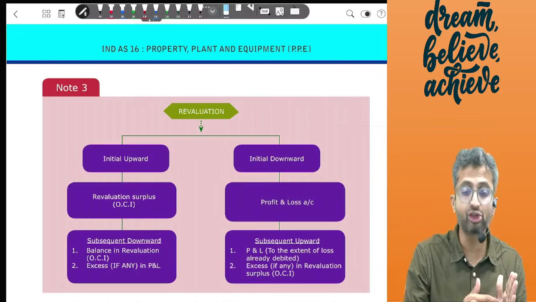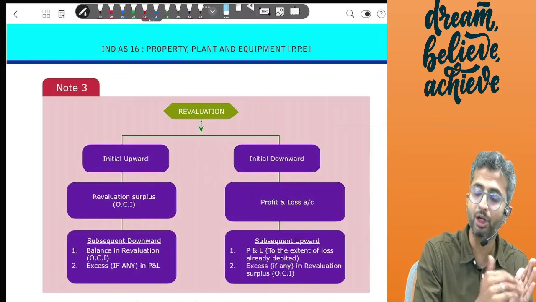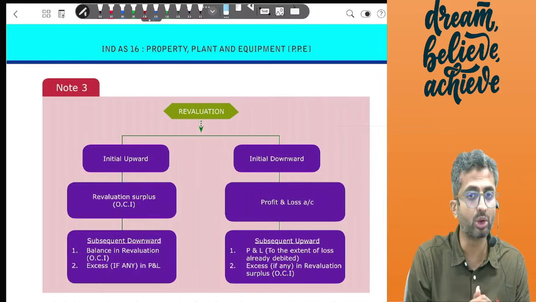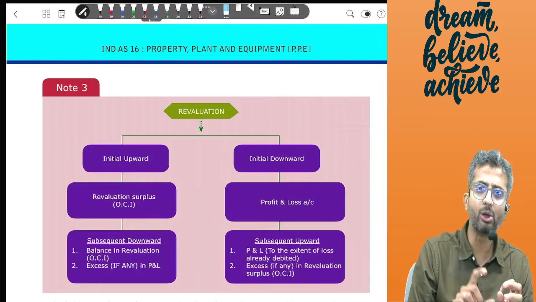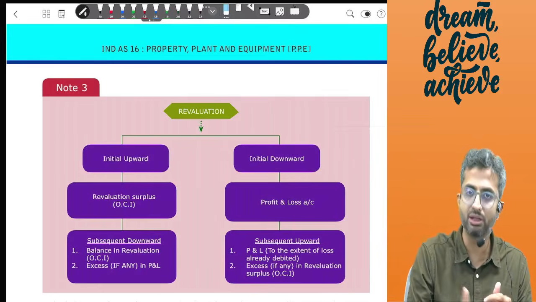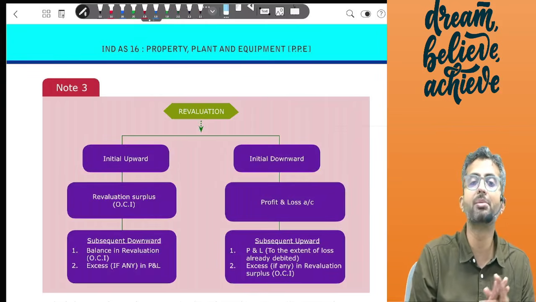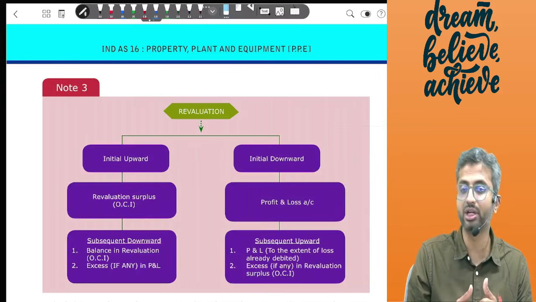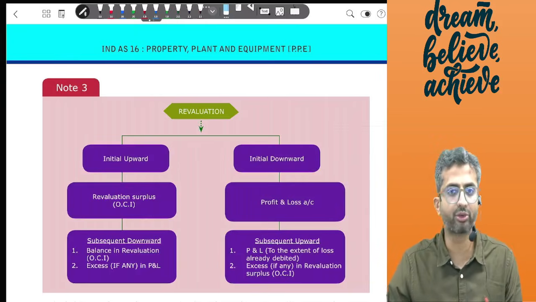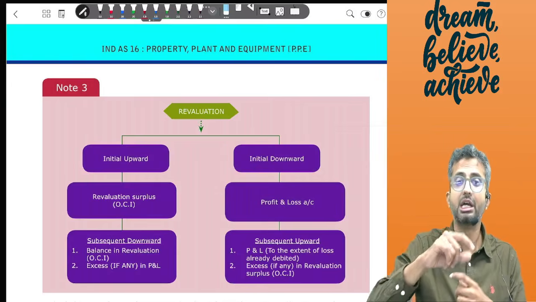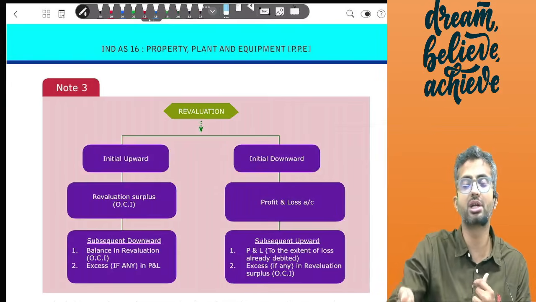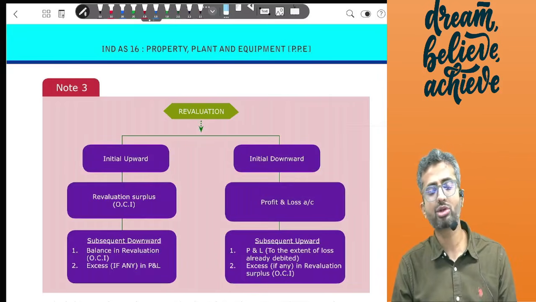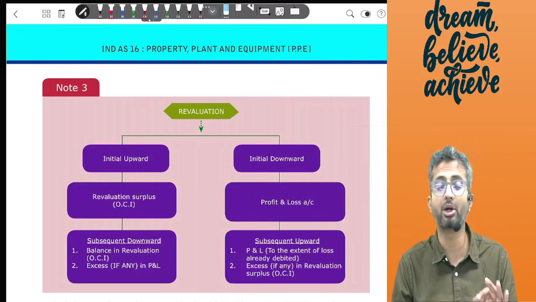Subsequent to the initial upward, let's say you go from 100 to 150, take 50 to the revaluation, you go downwards in the next year. From 150, the value falls down to let's say 80. Then the downward revaluation of 70 will first be adjusted from the revaluation reserve, and excess, if any, will be taken against the profit and loss account. On the other hand, if it was an initial downward revaluation, where you initially took the losses to P&L and then there was an increase, then the reversal will first be adjusted against P&L, and excess, if any, will be adjusted against revaluation.